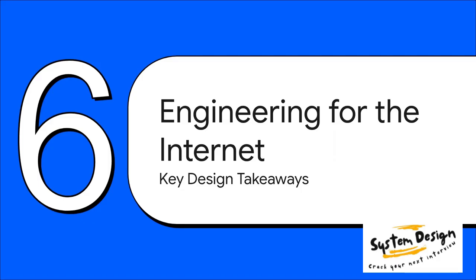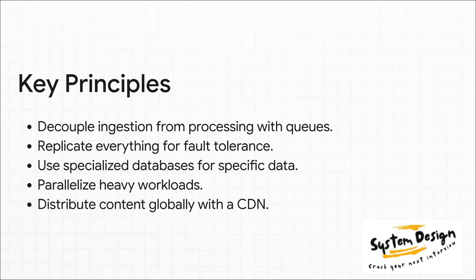So let's zoom out and wrap all this up. What are the big lessons here? These are the core principles that make it possible to engineer these massive internet-scale apps that we all use every day. All right, here are the big takeaways. First, always separate your uploads from your processing using queues. Second, make copies of everything and spread them out so the system never goes down.